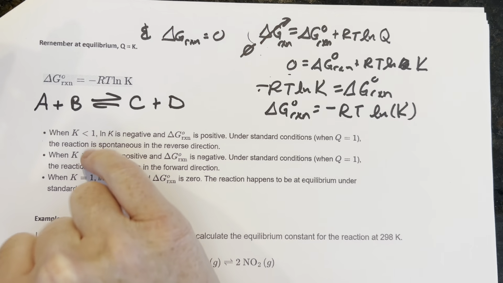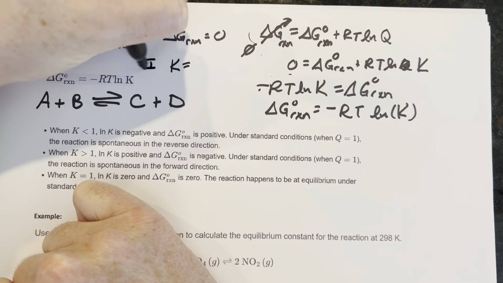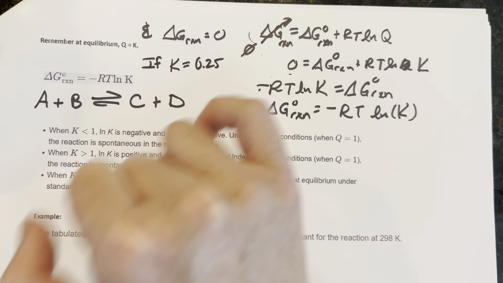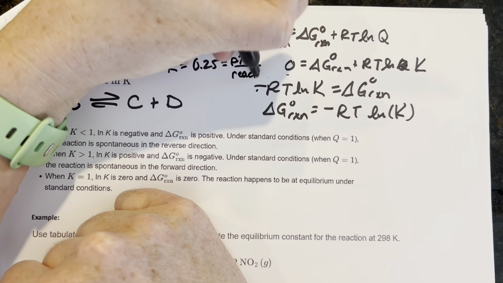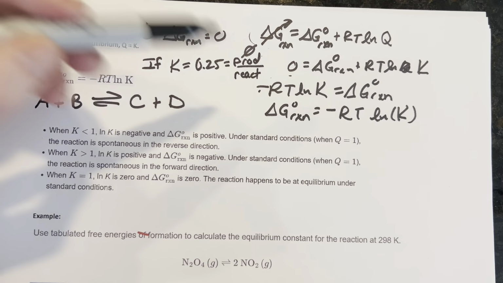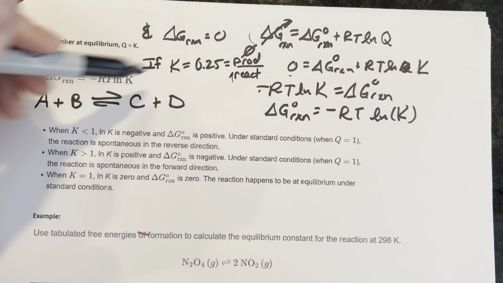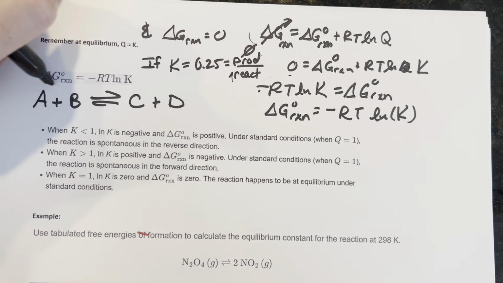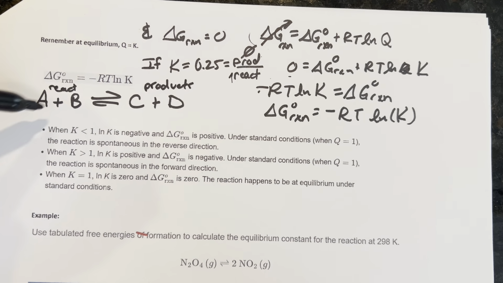So remember that if K is less than 1, like let's say we have a K equal to 0.25 or something like that. So that's less than 1. That tells us, remember, K is equal to products over reactants. K being less than 1 tells us that the denominator is bigger, that there's more reactants than there are products, meaning there's more stuff over here on the reactant side than there is over here. These are the reactants, by the way. These are the products in our beautiful situation here. All right, so it's telling you there's more reactants.